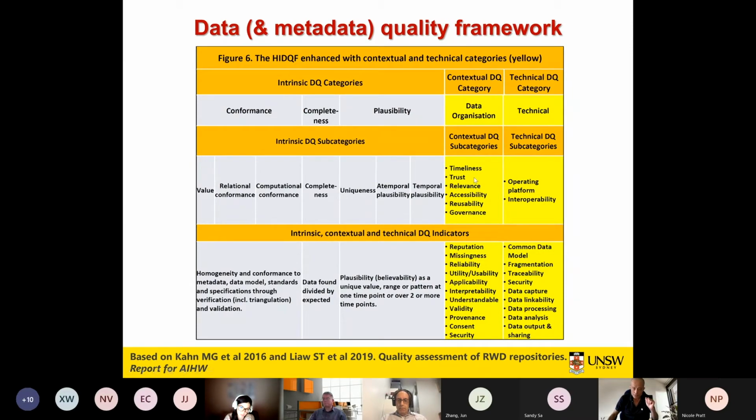And these are represented here in yellow. But actually, trying to represent these contextual and technical categories may be done through the CDM, or through a common metadata model. There's a bit of thinking going around, and if we have time, we might have a chat about it at the end of the session.